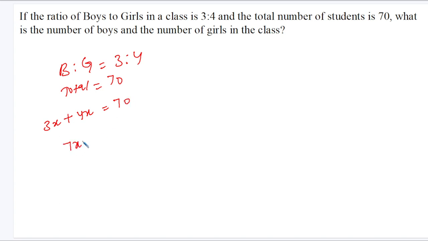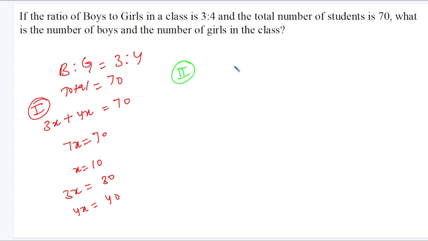So from here I'll get 7x is equal to 70, and from here I'll get the value of x as 10. If x is 10, the number of boys is 3 times 10, so 30, and the number of girls is 4 times 10, that's 40. This is one of the ways, assuming the number to be 3x or 4x, 3y or 4y. The second way of dealing with this same question is you just compare the ratio's part with the actual value.